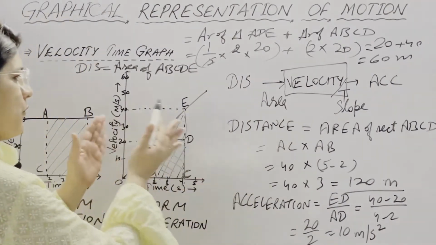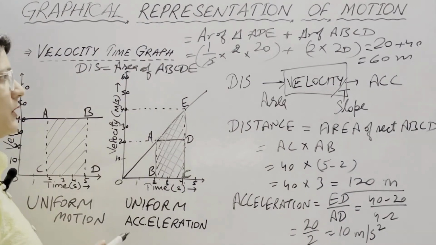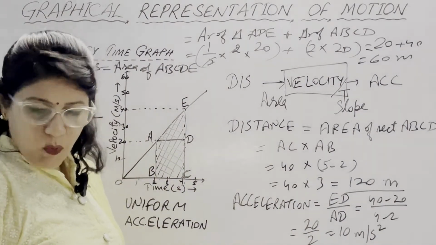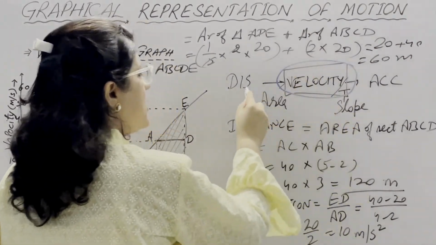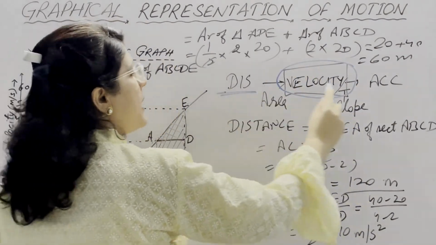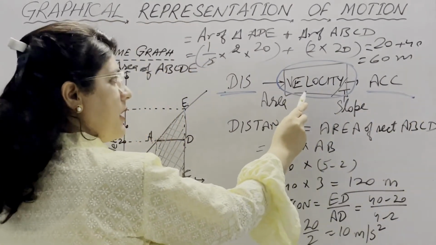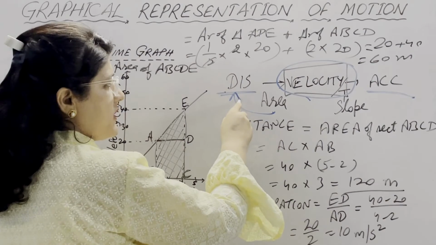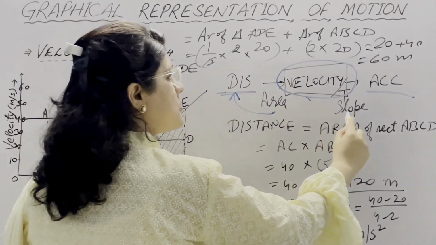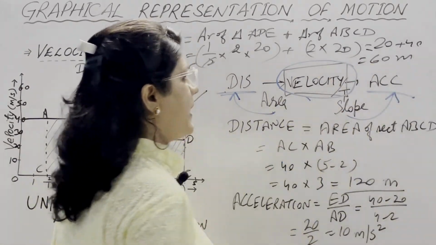And if we need to calculate acceleration, then we need to find the slope of this graph. So try to remember this point, that the velocity time graph can be used to calculate distance or displacement as well as acceleration. If we calculate its area, then it gives us distance or displacement. If we calculate its slope, then it gives us acceleration.